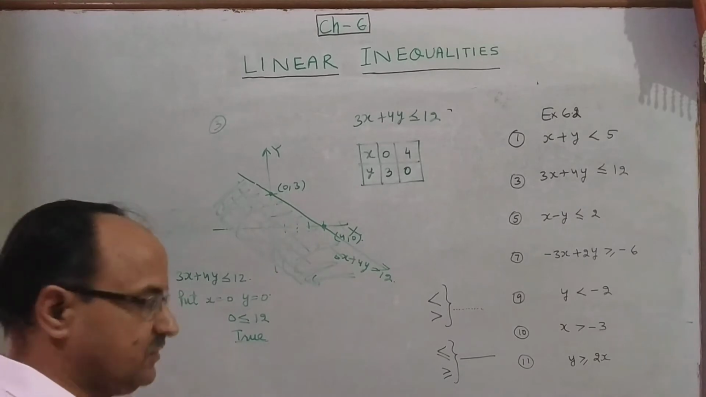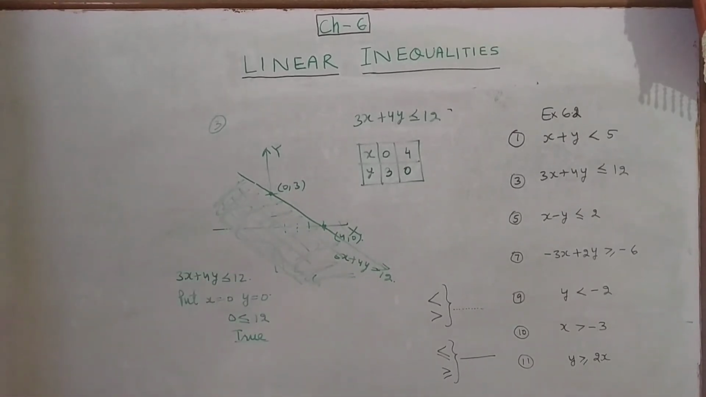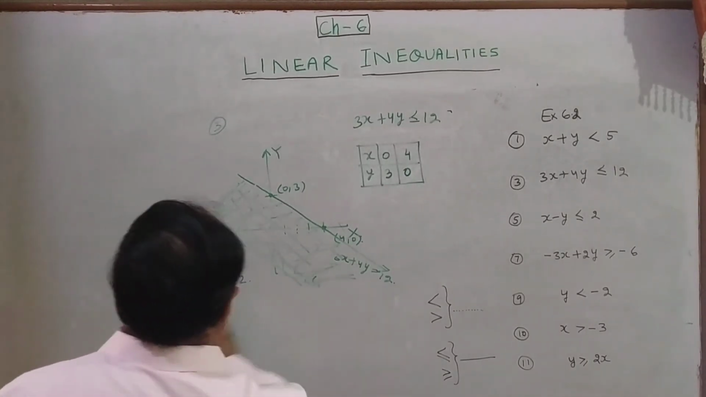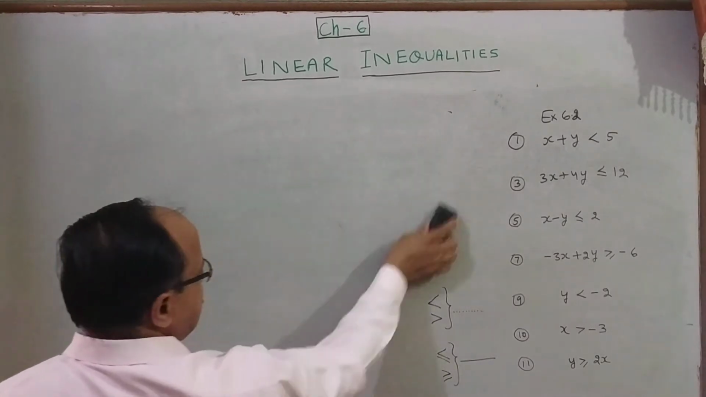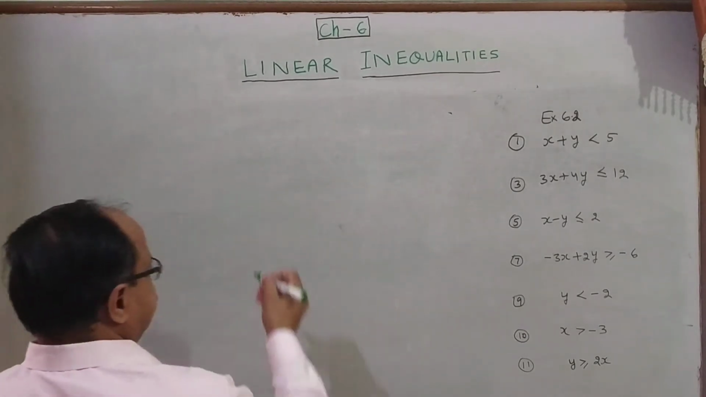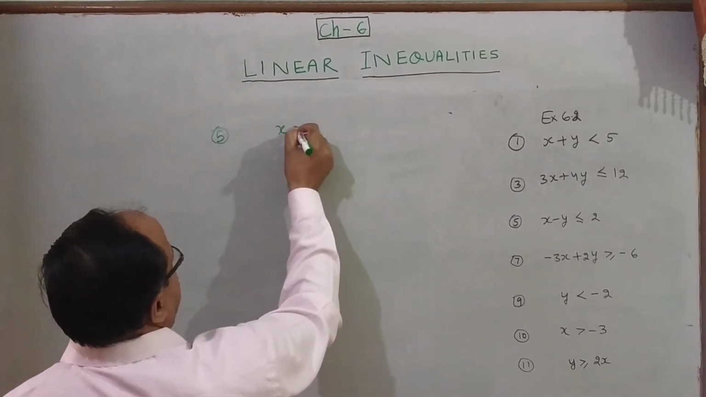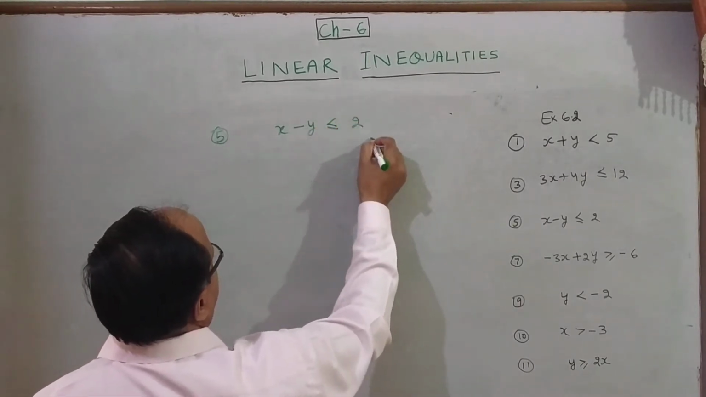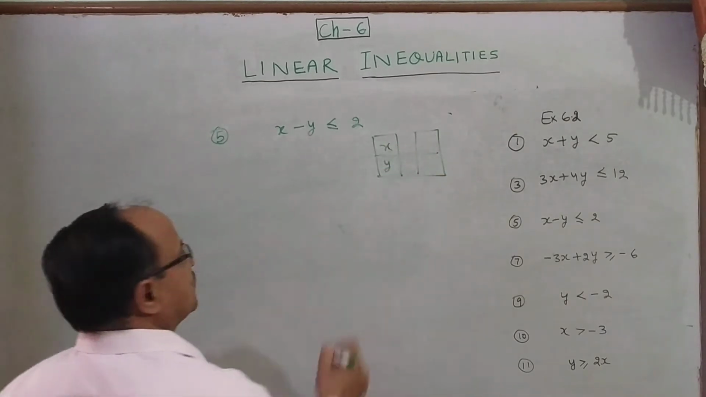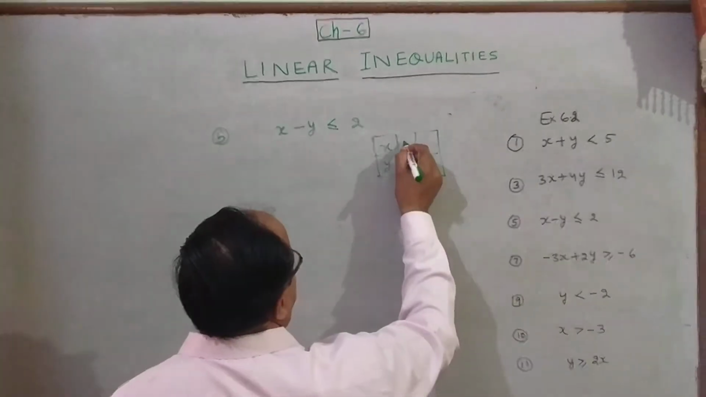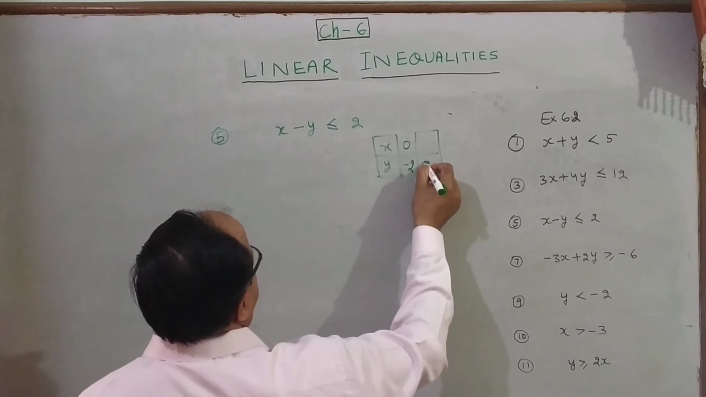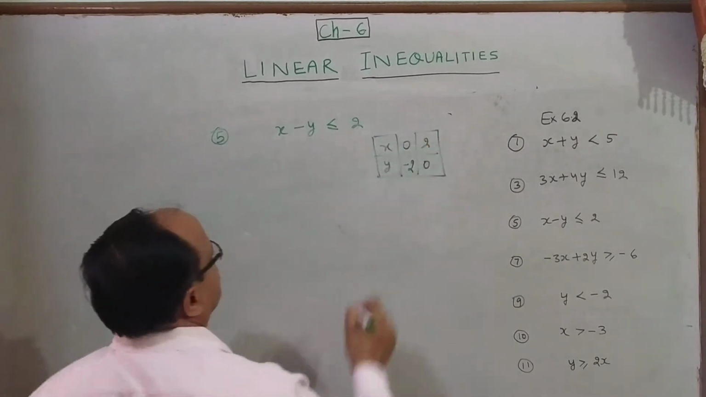Now we solve the fifth question: x minus y less than equal to 2. Same procedure. Put x is equal to 0, then y is minus 2. If y is equal to 0, then x is equal to 2.